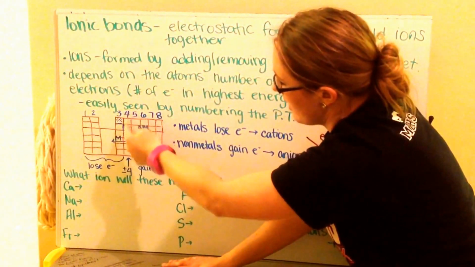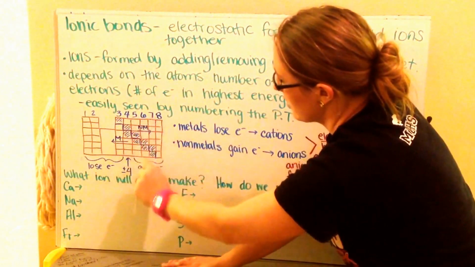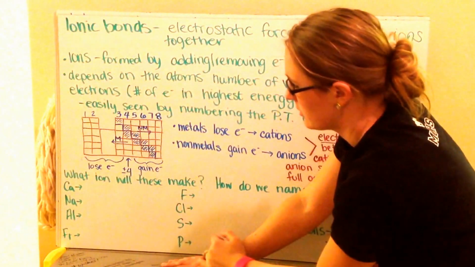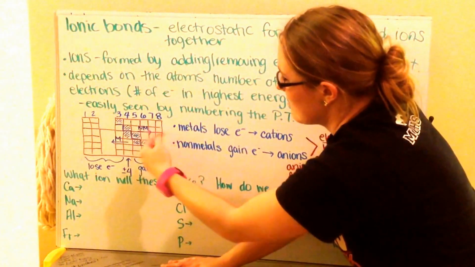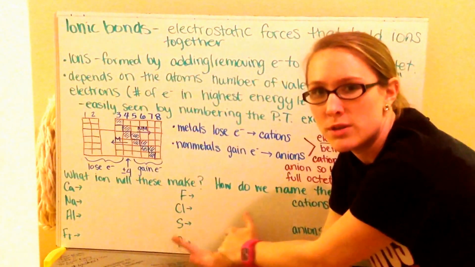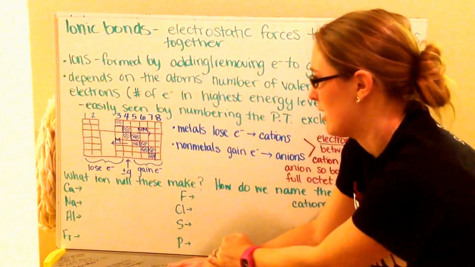Elements above my staircase line are nonmetals, so they're going to gain electrons. Elements below my staircase are considered metals, so they're going to lose electrons. And then my nonmetals, groups 5, 6, 7, and 8, are going to gain electrons, although group 8 is your noble gases, so they're just inert. They're not going to gain or lose electrons.